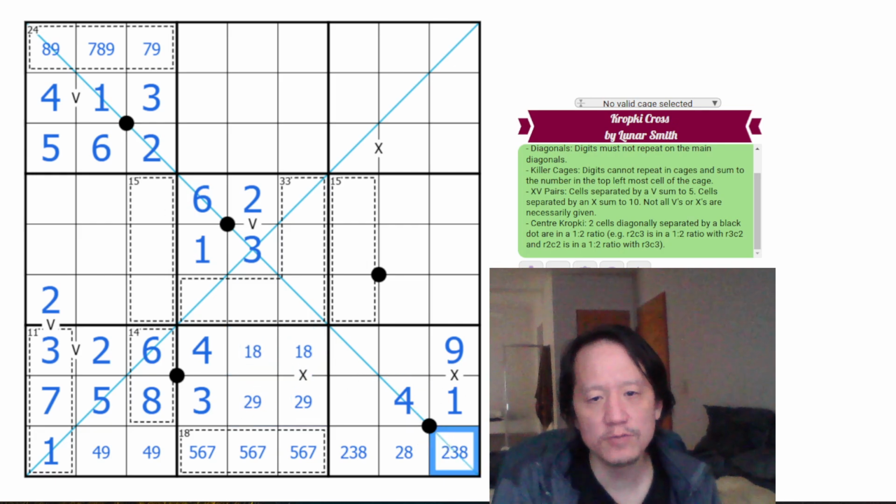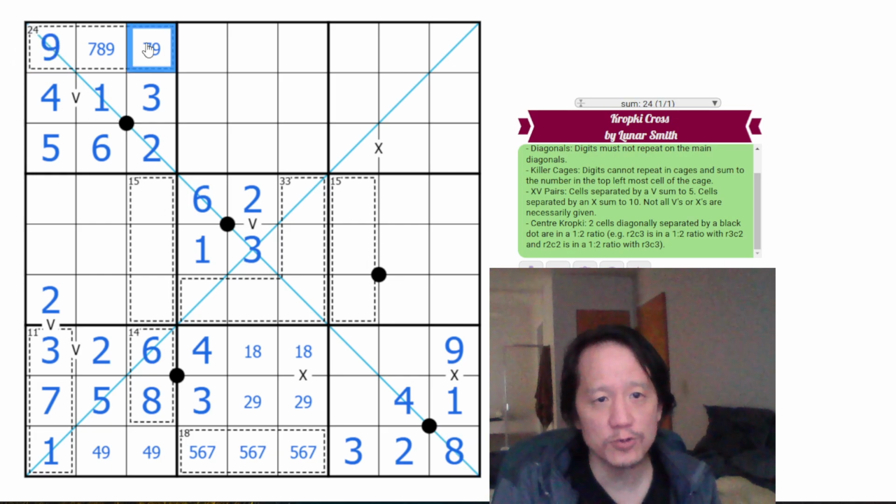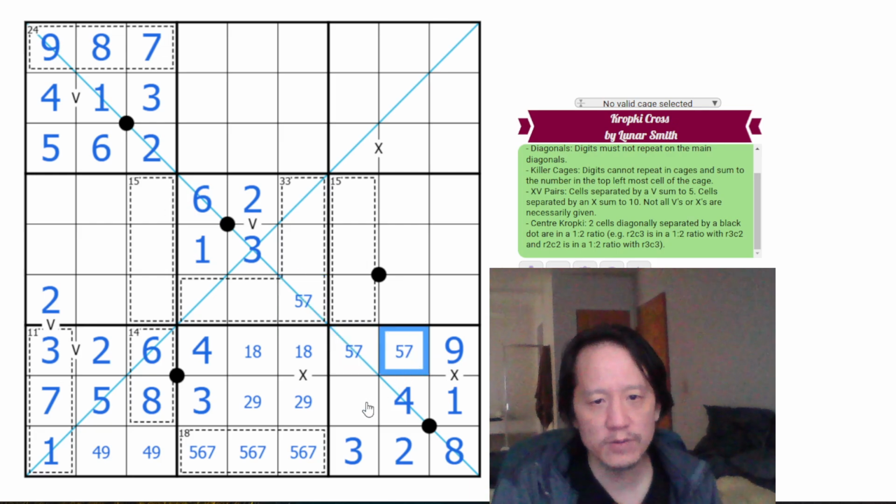So 4 is in a 1 to 2 ratio with 2 or 8. 2 or 8. We have 3 here. Therefore, 1 is with 2, and 4 is with 8. So this can't be 8, so therefore this is 9, this is 7, this is 8. Because of the diagonals, we have 5 and 7 on the diagonal, and they both could be 5, 7. That could be 5, 7. This has to be 6.